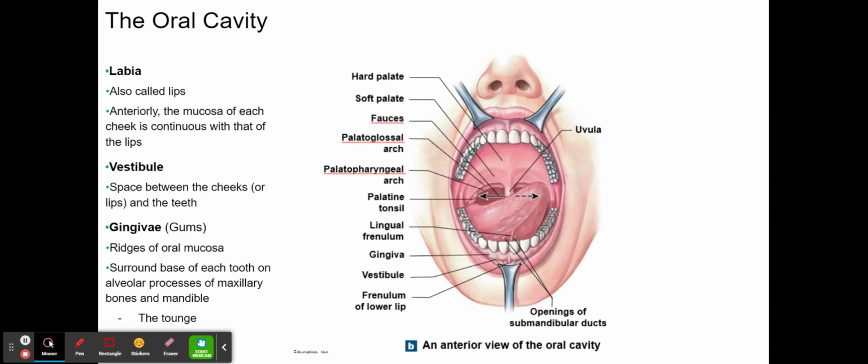A curving line that connects the palatoglossal arches and the uvula forms the boundaries of the fauces, which are the arched openings between the soft palate and the base of the tongue. The fauces serve as the passageway between the oral cavity and the oropharynx. The more posterior palatopharyngeal arch extends from the soft palate to the pharyngeal wall. A palatine tonsil lies between the palatoglossal and the palatopharyngeal arches on either side.